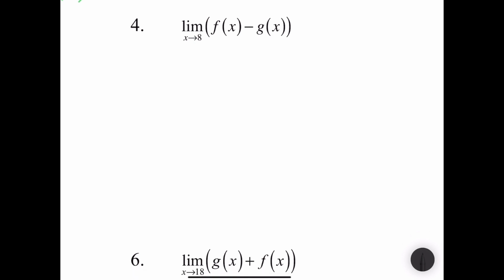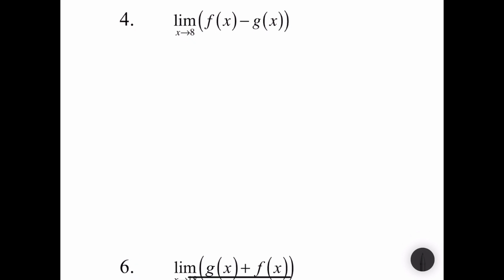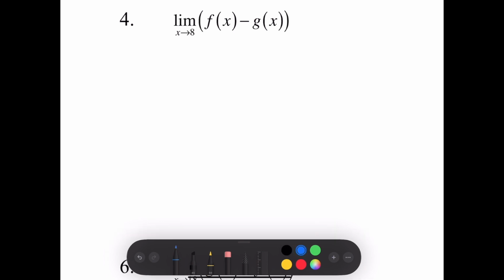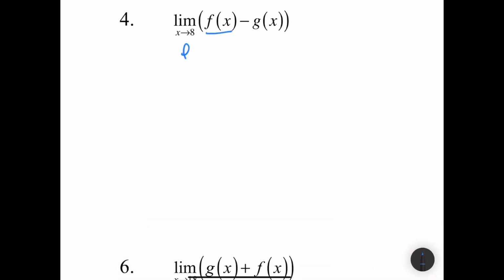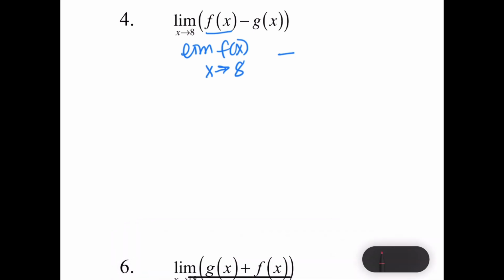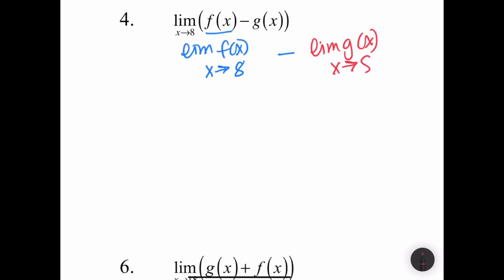Okay. Here we go. I have the limit of f of x minus g of x as x approaches 8. And same thing, I'm splitting these up. I'm going to take the limit of f of x as x approaches 8, and I'm going to subtract by the limit of g of x as x approaches 8. I'm plugging in 8 into each of these.